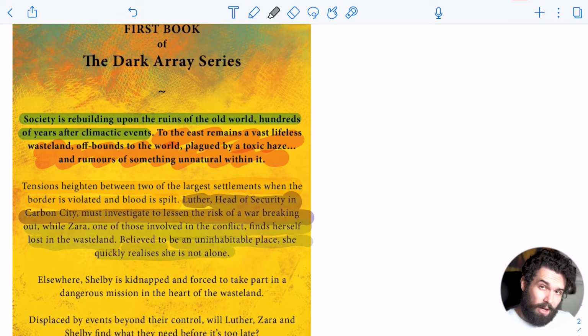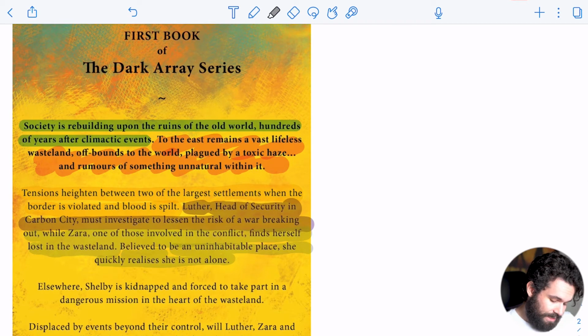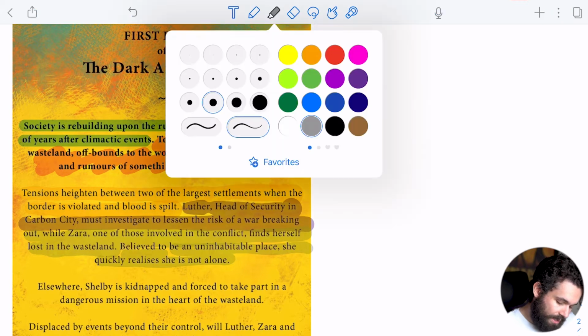I think the reason why I had it included is because she's in the wasteland, which is the same place, and it's talking about this place being uninhabitable. And I think for the sake of simplicity for the trailer, having two shots of the same place very closely together might have added confusion to whether she was actually in that location. So instead, I opted to have this as one scene, just to make it simple, and that she is in this uninhabitable place, and have the background and art show that she's in that place. And then we've got: elsewhere, Shelby is kidnapped and forced to take part in a dangerous mission in the heart of the wasteland.